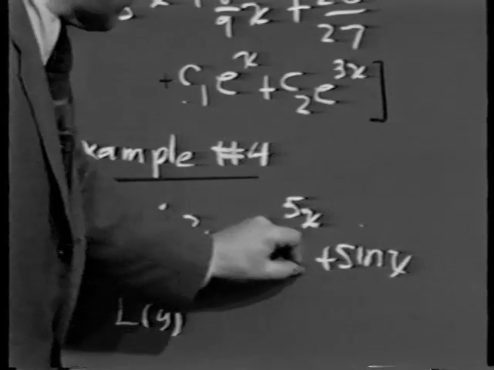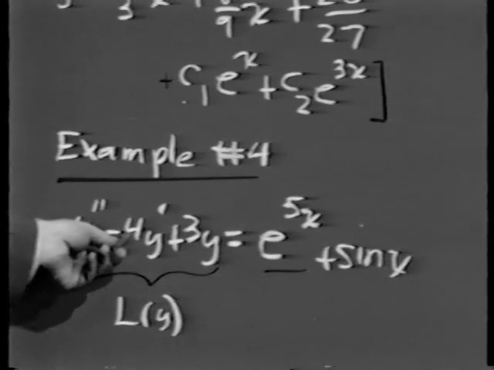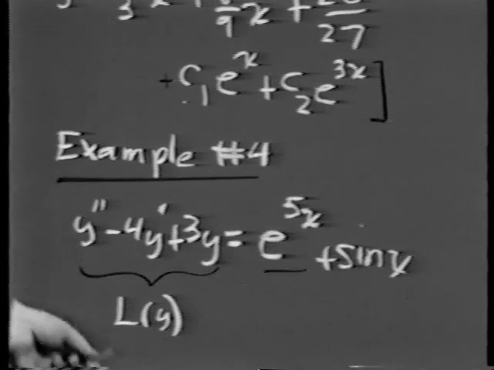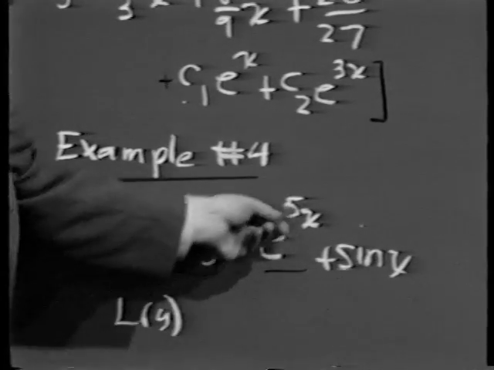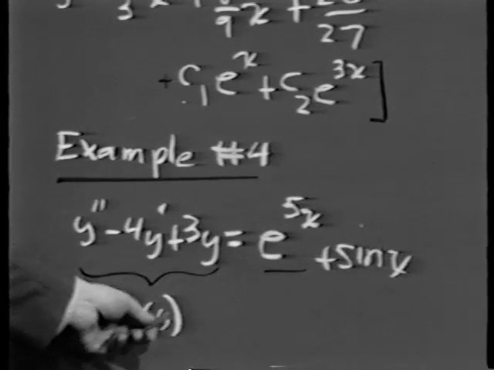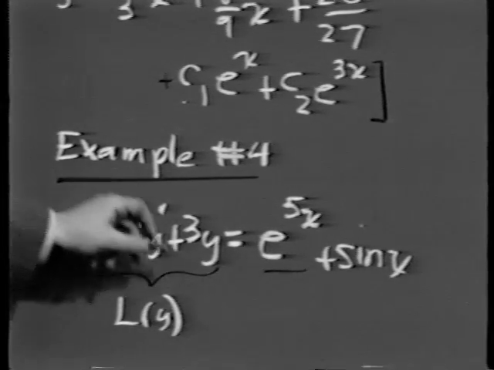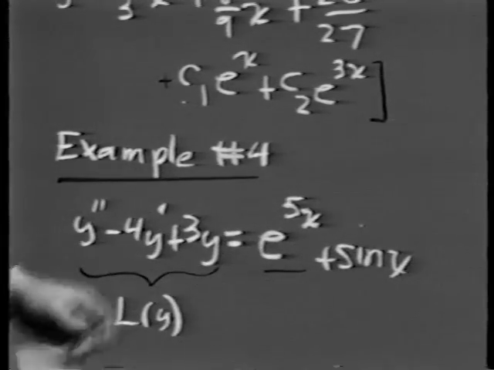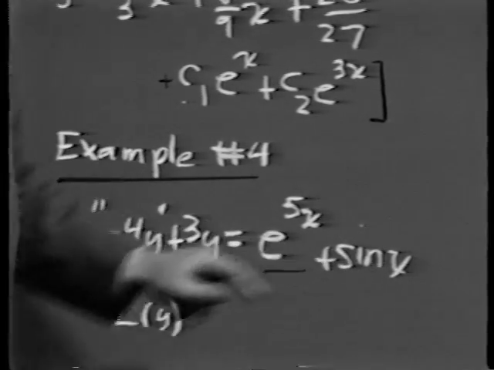Maybe this looks familiar to you. In other words, if I let L of y denote y double prime minus 4y prime plus 3y, notice that example number 1 was solving L of y equals e to the 5x. And example number 2 was solving L of y equals sine x. In other words, we seem to have solved this problem in the special case where either one of these two terms, but not the other, appeared.